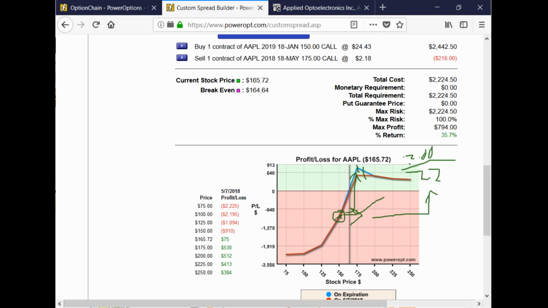Okay, so you treat it almost like that. Yeah, and that's what I'd look for with managing the diagonal spreads also. Okay.